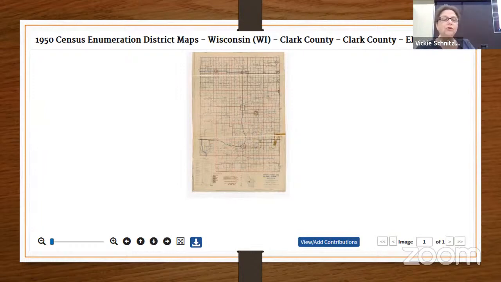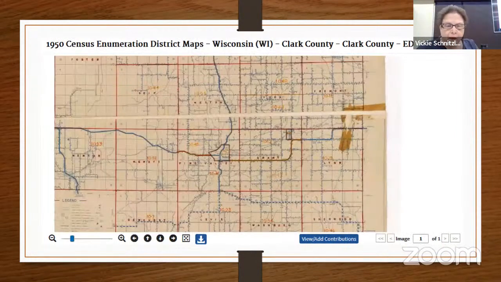So I know where they lived, I just don't know off the top of my head what their address is, but I can find it on a map. So let's blow this map up. Next slide. And we can see that in the center, we've got Neillsville. Off to the right, just a little bit, we have Granton, still kind of hard to see. So let's blow it up a little bit more.